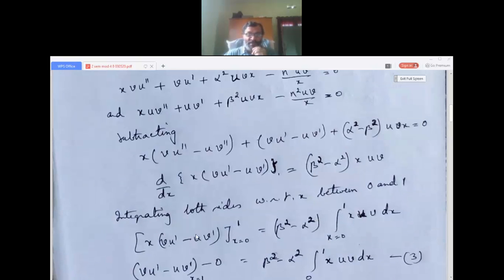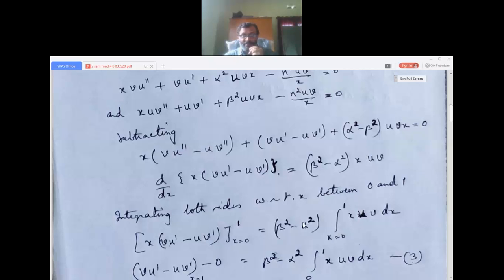Now after this, I will integrate both sides with respect to x, taking limits from 0 to 1. Integration is the reverse process of differentiation, so differentiation and integration get cancelled. x into (v u dash minus u v dash), with limits x equals 0 to 1, equals beta squared minus alpha squared.